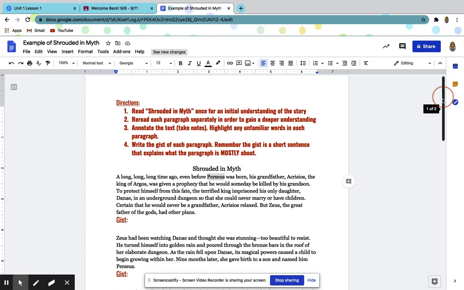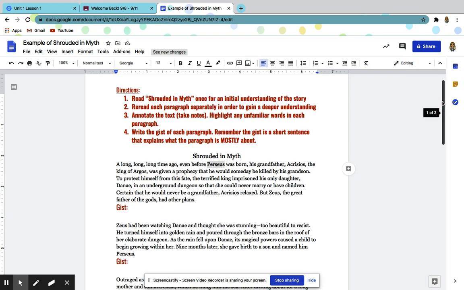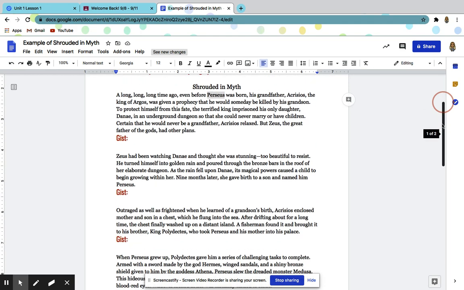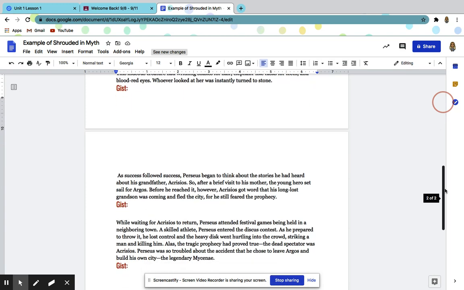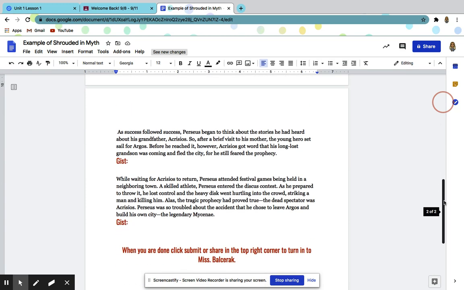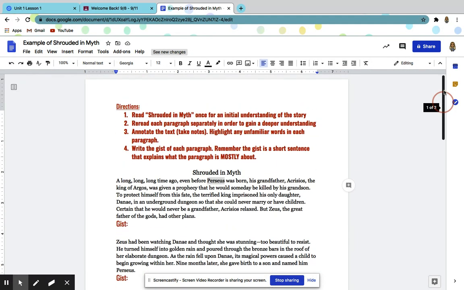So, what we did together in our Zoom meeting was we went through first and we read the entire story of Shrouded in Myth. For the very first time, we just read it to get our initial reading and our fluency with the story.